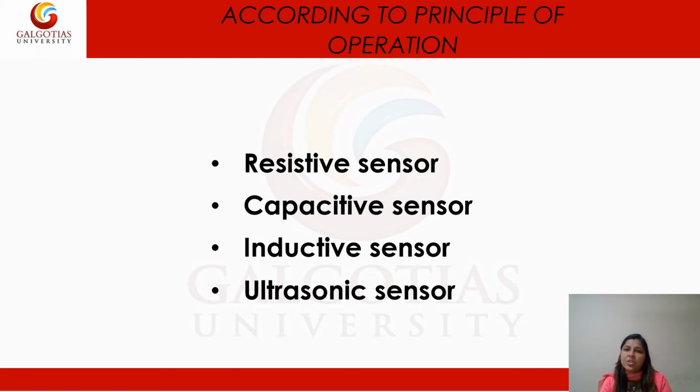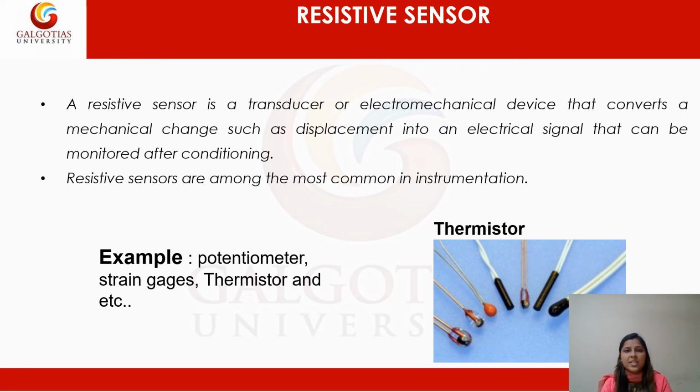Next classification is on the basis of principle of operation. Sensors can be classified as resistive sensors, capacitive sensors, inductive sensors, and ultrasonic sensors. Let's come to the first one, resistive sensors. A resistive sensor is a transducer which converts a mechanical change into an electrical signal that can be monitored after conditioning. Resistive sensors are among the most common in instrumentation. Its examples are potentiometers, thermistors, strain gauges, etc.